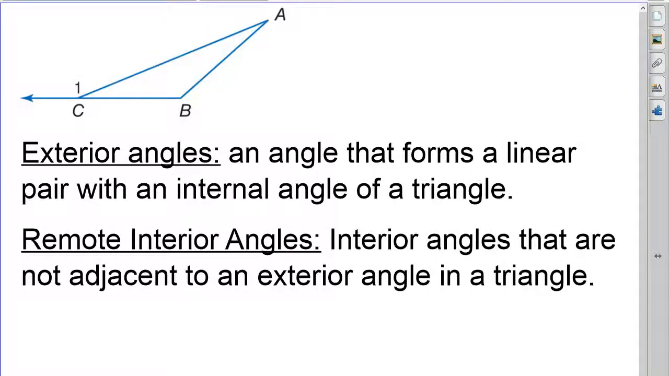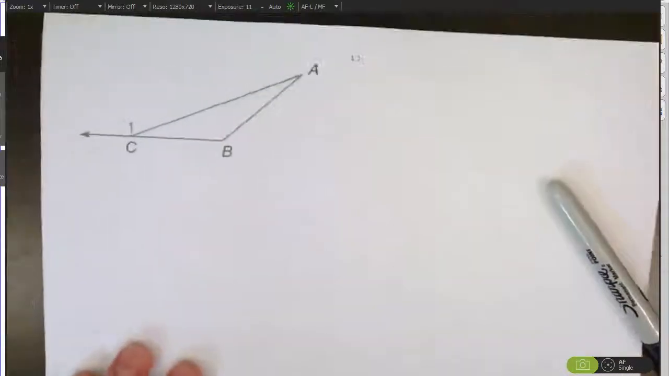Exterior angles. The exterior angle theorem is what this is for. How it works is you've got a drawing with your exterior angle, and the definition for that is an angle that forms a linear pair with an interior angle of a triangle. Your remote interior angles are the interior angles that are not adjacent to an exterior angle of a triangle. So I've got a drawing here of the same picture.